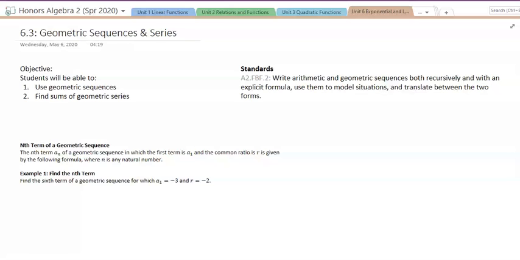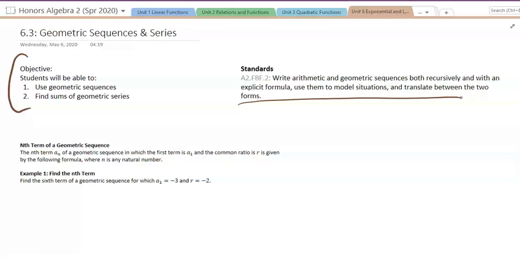Alright, let's look at 6.3 on geometric sequences and series. Our objective today will be to use geometric sequences and to find the sums of geometric series. And that falls under our standard of FBF2, dealing with geometric sequences through the recursive and the explicit formulas.